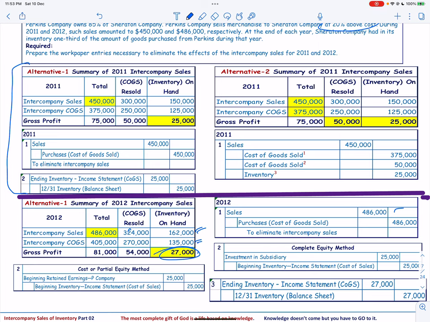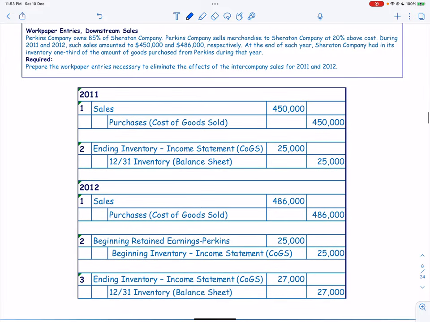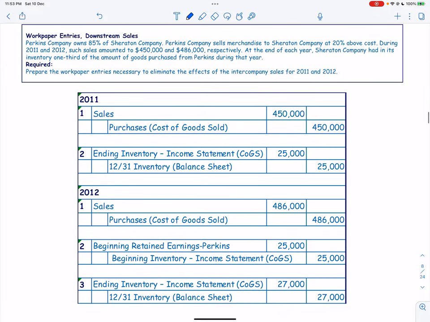And this is the same general entry that we have done for the year 2011. Ending inventory income statement is debited and ending inventory balance sheet is credited by 27,000. I have put this solution in this Excel sheet as well, in case you find my handwriting difficult to read, or maybe I have made some mistake, and I apologize for that.